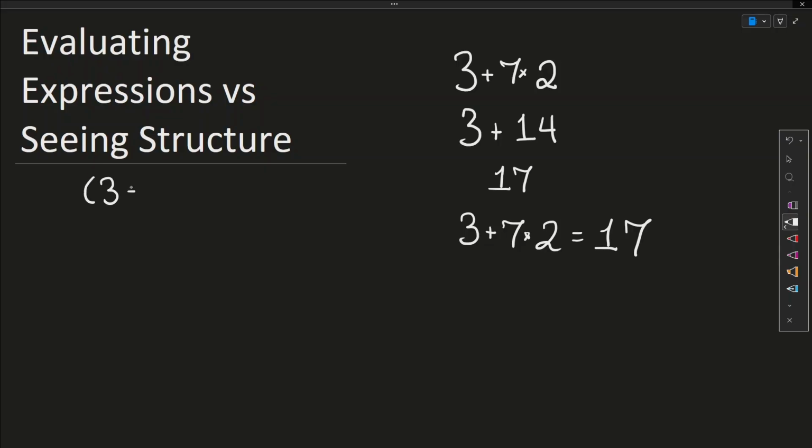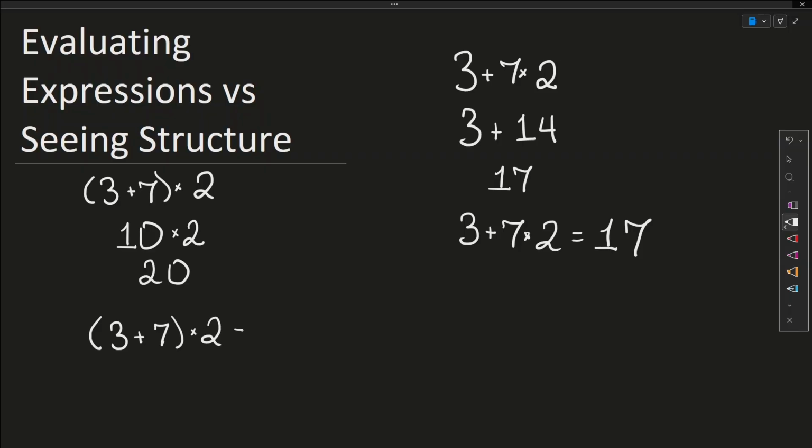Now let's look at 3 plus 7 in parentheses times 2. The parentheses tell us to add first. 3 plus 7 is 10, so we have 10 times 2, and 10 times 2 is 20. So here we can write that 3 plus 7 in parentheses times 2 is equal to 20.